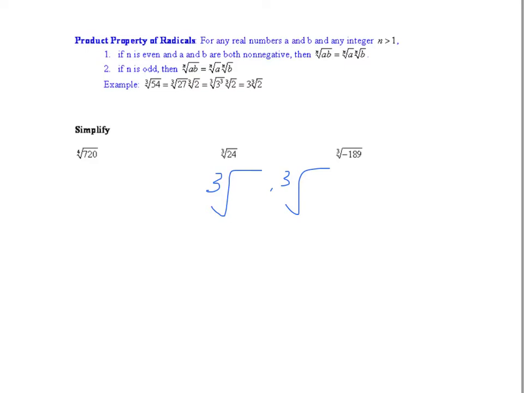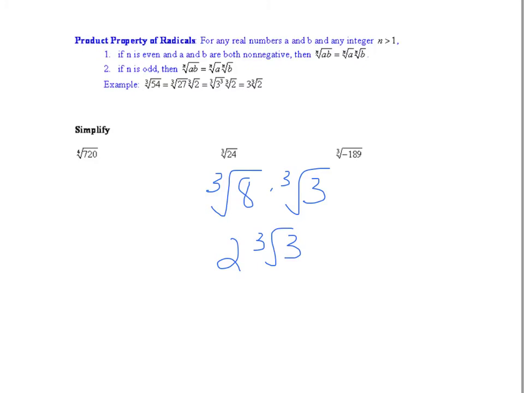So we're looking for a perfect cube. We want to break 24 down into as many perfect cubes as we can, and then whatever's left over. So there's lots of ways to break down 24. Could be 24 times 1, 12 times 2, 8 times 3, 6 times 4, but we want to pick the one that is a perfect cube. So we're going to pick 8 and 3, and here's where it helps to know your perfect cubes. So the cube root of 8 is 2, and then we have the cube root of 3 left over.